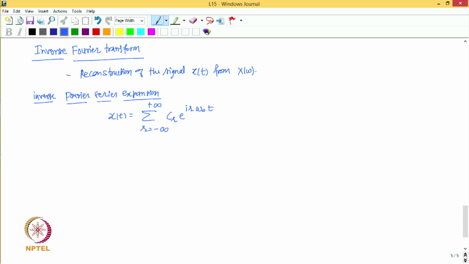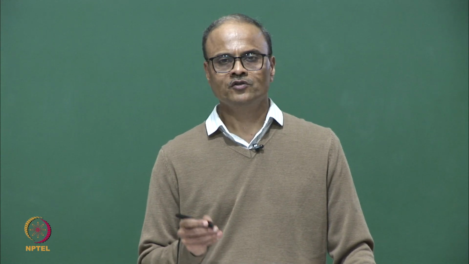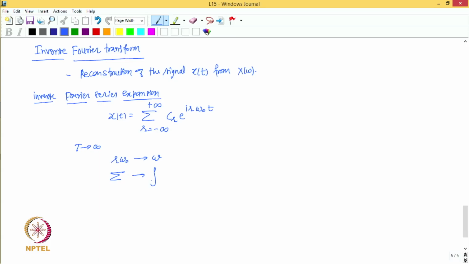Now again we can find the limit of this when T tends to infinity. We see that when T tends to infinity, as we said before, r omega naught will become a continuous variable omega. And because omega becomes continuous, we cannot any longer have a discrete sum. The summation therefore has to be replaced by integration. I think those points need to be accounted for.